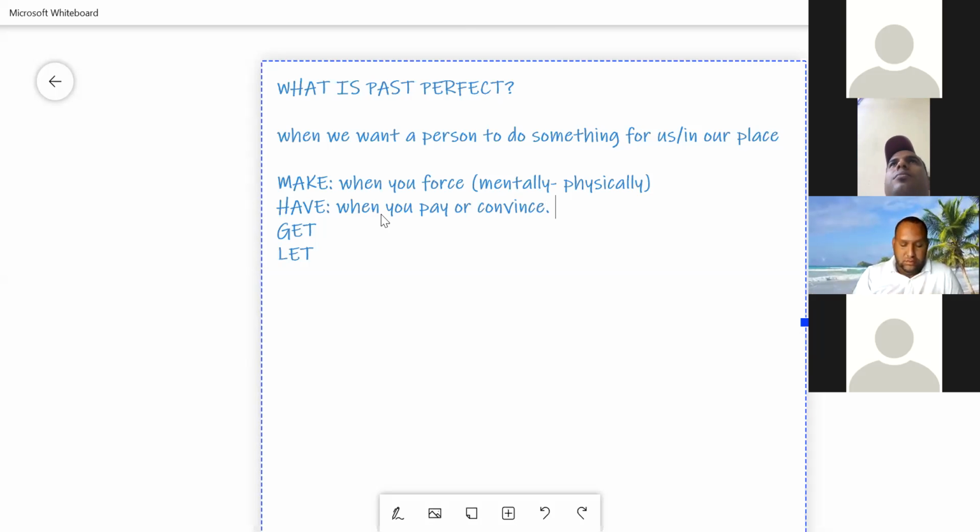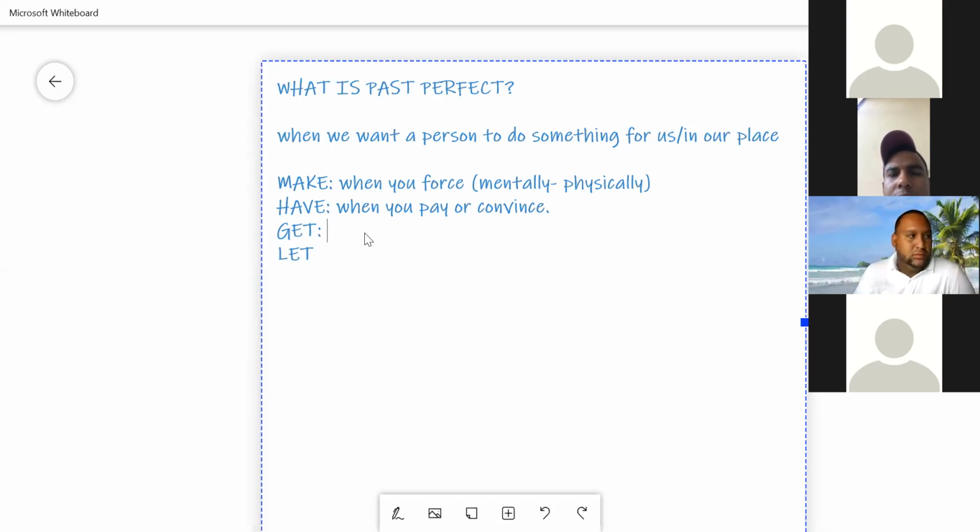You see, when you say I have or I had, it's whether you pay or you convince a person to do something for you, right? That's why you hear a lot of people say, I had my hair done, right? It's not that they did it. It's just that they paid a person, or they convinced the barber or the beauty parlor to do the hair for them. So that's when we use have.